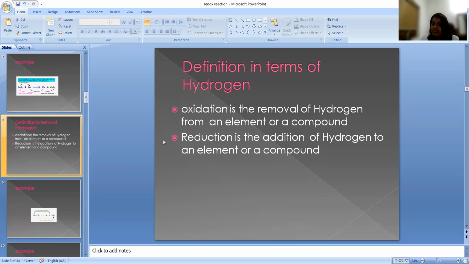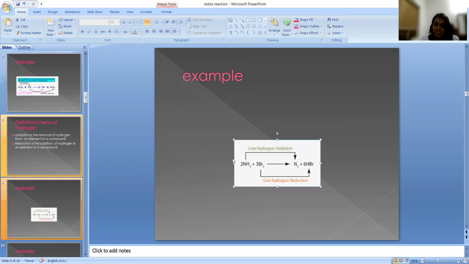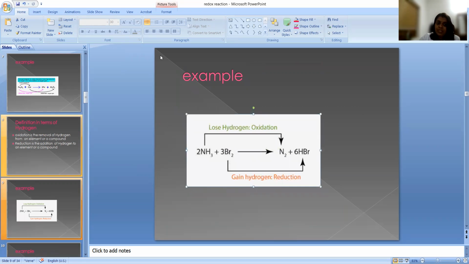But here, oxidation is the removal of hydrogen and reduction is the addition of hydrogen to an element or a compound. Let us see the example. So here is one of the examples, that is ammonia reacting with Br2. So what is happening here?